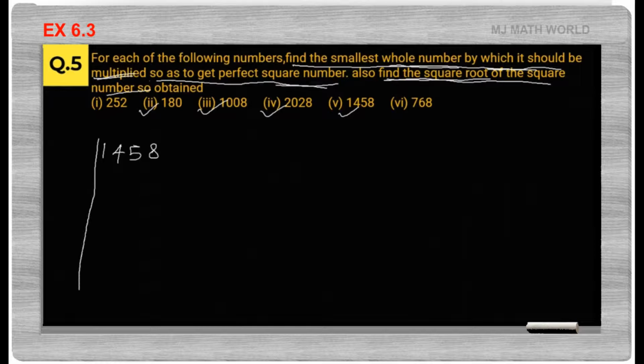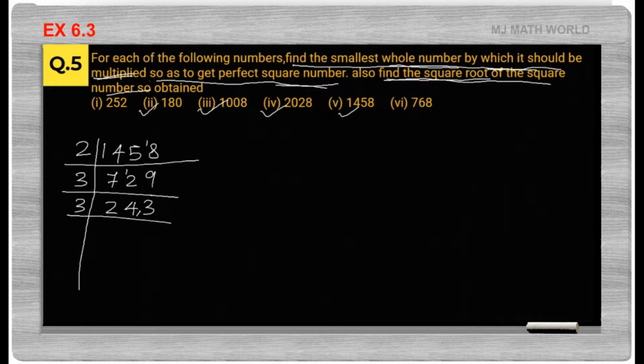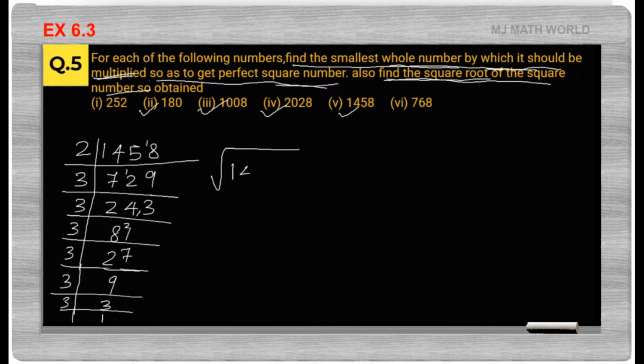The next number is 1458. You have to find the factors of this number. It's divisible by 2, 2 into 729. 729 is not divisible by 2, so we take the next prime number 3. 3 into 243, 3 into 81, 3 into 27, 3 into 9, 3 into 3, 3 into 1. So the square root of 1458 is equal to the square root of 2 into 3 into 3 into 3 into 3 into 3 into 3, that is six 3s.